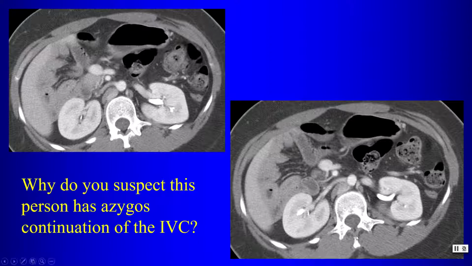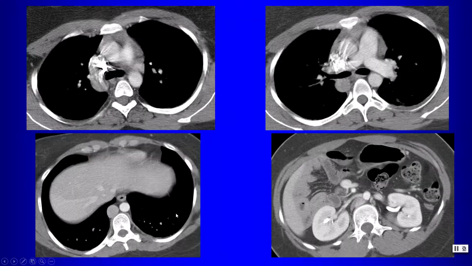Now, why should we suspect that? Well, this vessel here is not the inferior vena cava. This is too posterior to be the IVC. Notice the right renal artery is coursing anterior to the vessel. The right renal artery usually courses posterior to the inferior vena cava. So this represents the azygos vein, which has embryologically formed here and formed in a more posterior location than the inferior vena cava. And this then substitutes for the inferior vena cava, draining the lower portion of the body.